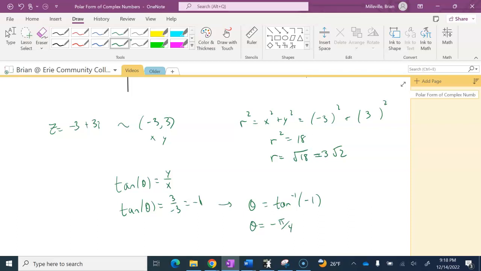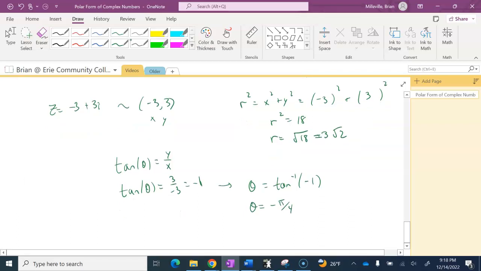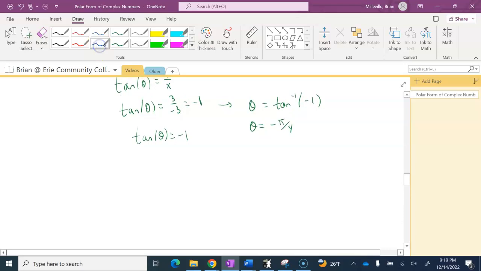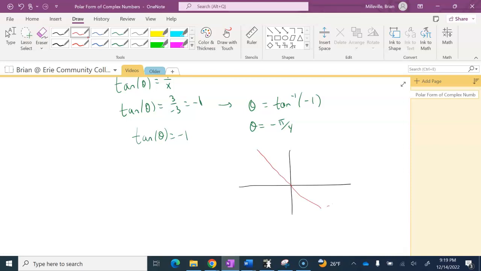Okay, now this is where we have to be a little bit careful with polar coordinates. That's not quite the angle we would want here. Let's keep in mind why that's the case. Again, the equation we ended up solving was tangent of theta is equal to negative 1. One solution to that equation, yes, is negative pi over 4, but tangent is a pi periodic function. So if I rotate by 180 degrees or pi radians, then another solution would be 3 pi over 4.